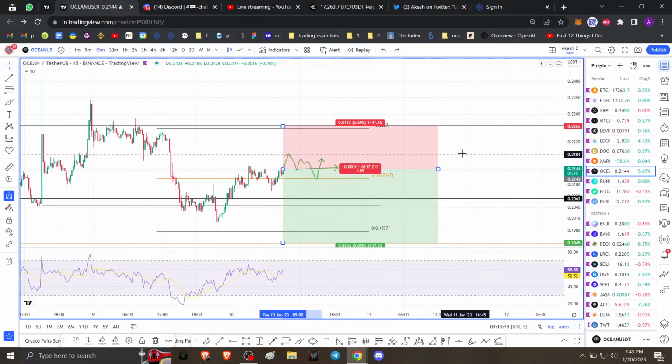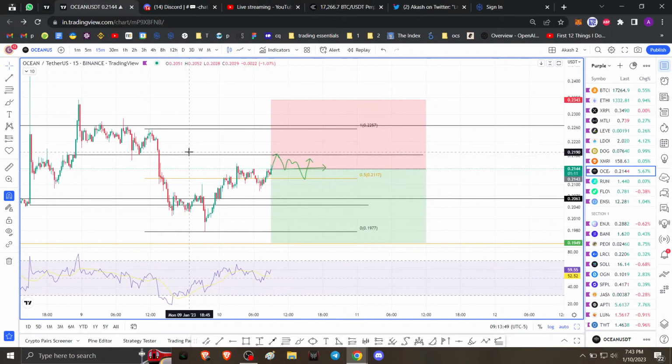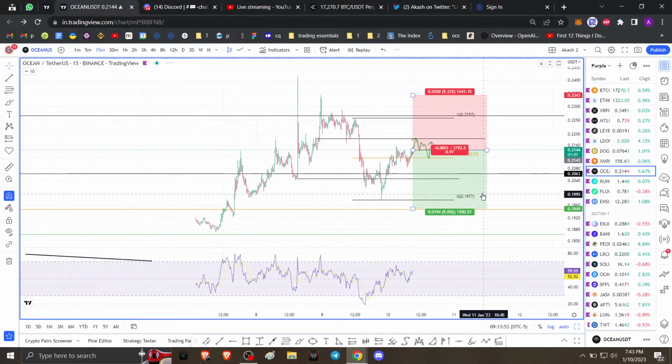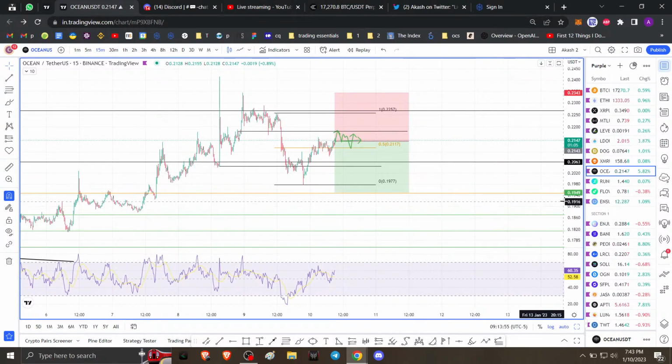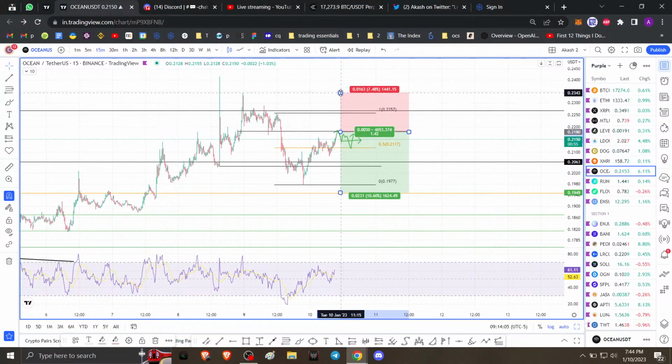0.219. But ideally what I would do is keep this as it is right now, wait for a rejection at 0.2183, and book profits around this point at 0.1949195. Or if you don't want all the hassle, just place your entry limit orders around 0.218, and then just forget about it. This looks like a good trade, a 10% downswing, risking 7.5%.